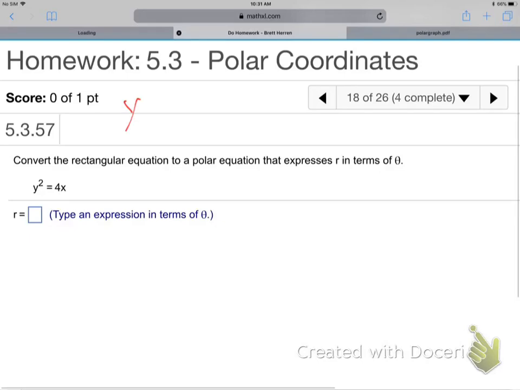Okay, so y squared is 4x. Can you convert that to r theta?